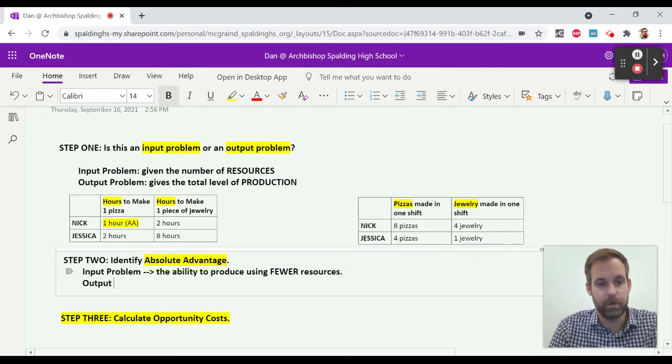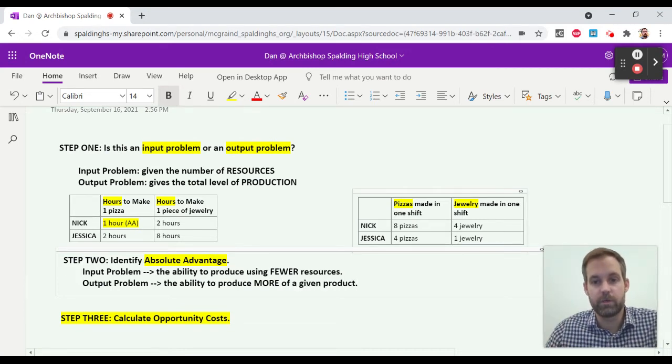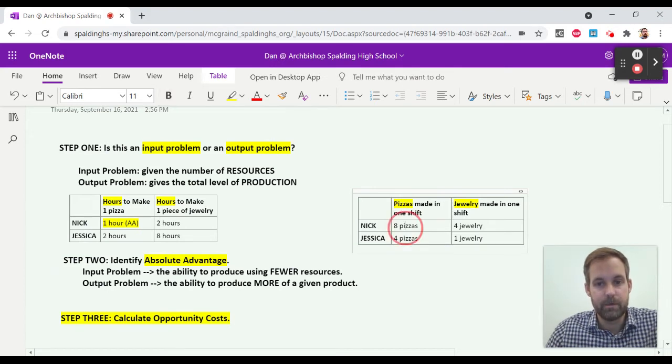For an output problem, you're looking for the ability to produce more of a given product. So over here, we look at who can simply make more pizza. Nick can make more pizza, 8 pizzas, than Jessica can. So he has the absolute advantage in the production of pizza.